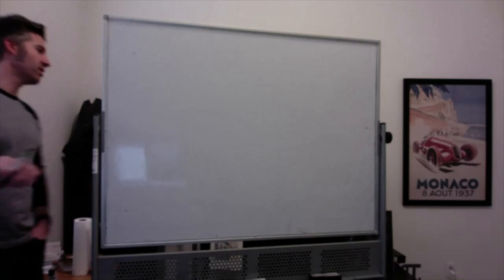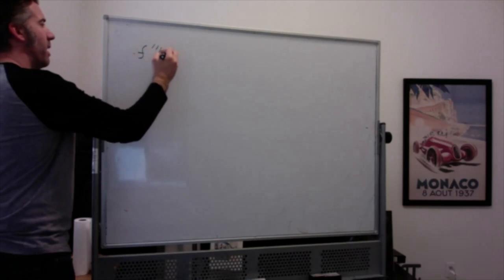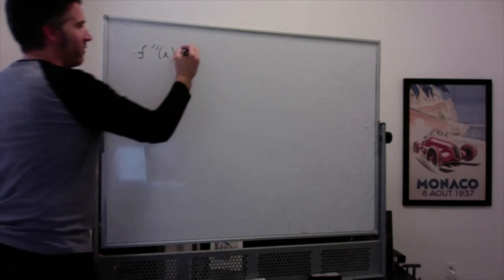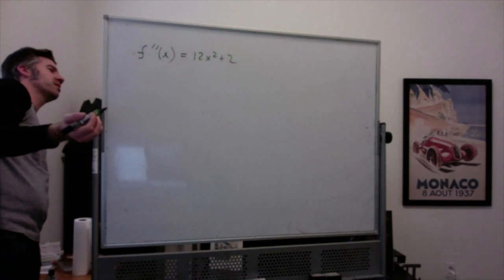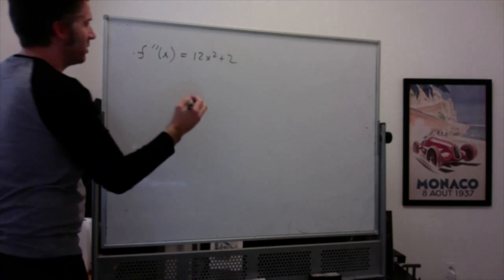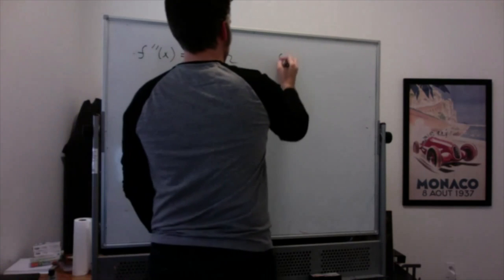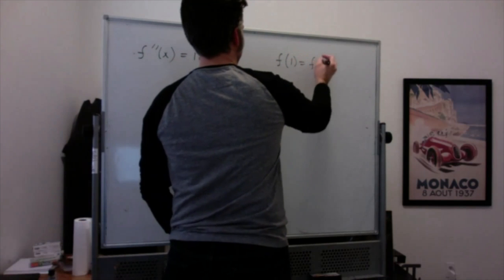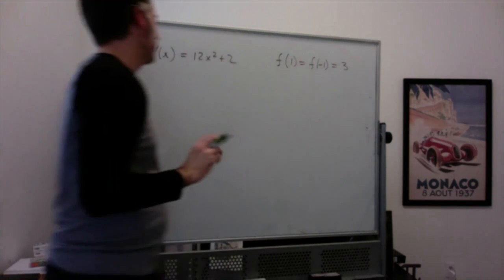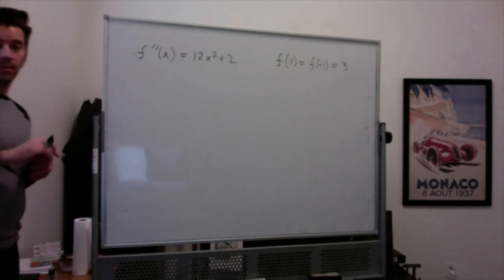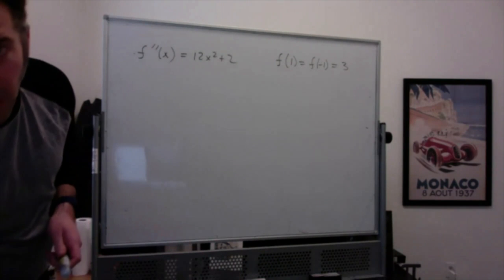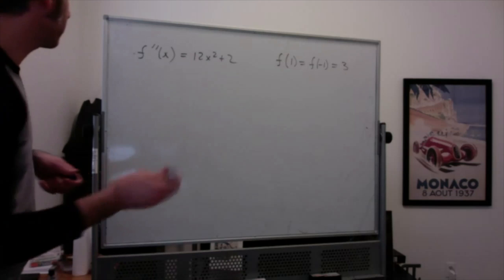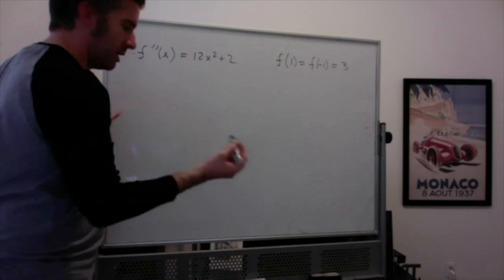Sure, that'll be interesting. So let's say we are given that the second derivative of the function, f double prime of x, is equal to 12x squared plus 2. And we are also given that f of 1 equals f of negative 1 equals 3. Is that right? Yeah, that's right. Okay, so let's do this one. This is going to be extra interesting. And the question is to find f.